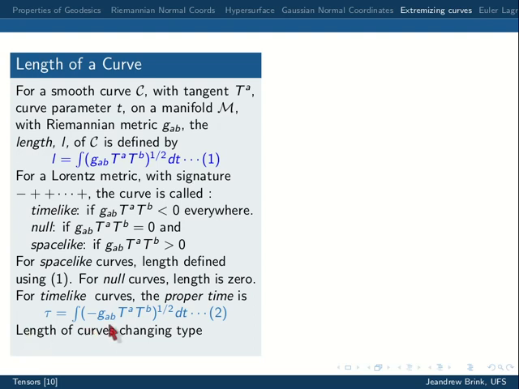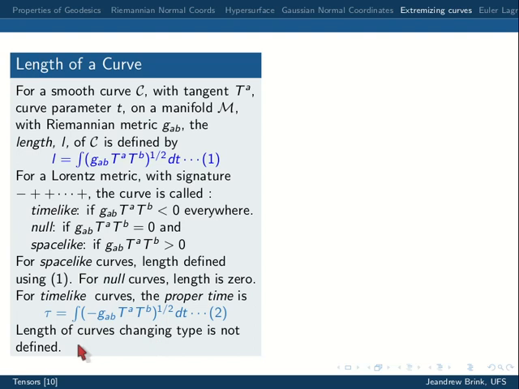The length of curves changing type is not defined. Okay, so you can imagine all you've described is a curve with a tangent vector, and your tangent vector can change. It can be time-like at one point, and then you can move really, really fast, approach the speed of light, and become null. That type of thing is not defined with what we have.